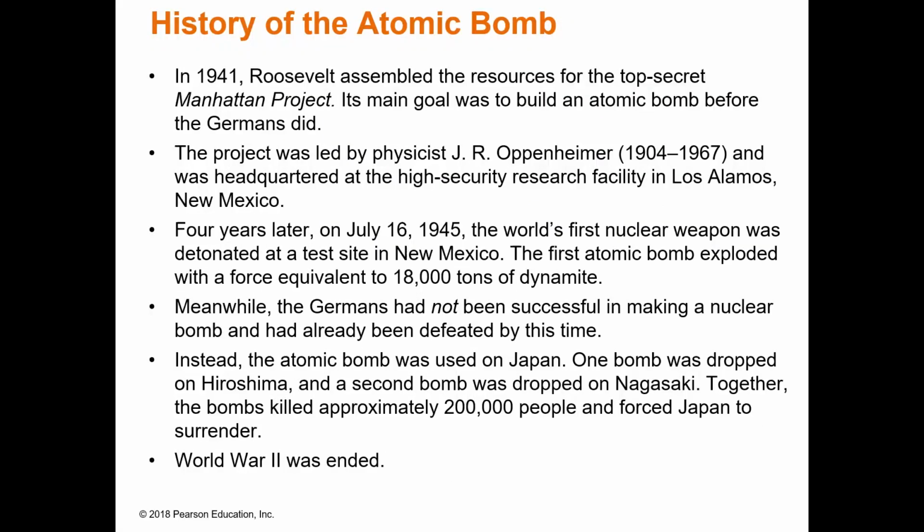The Manhattan Project officially began in 1941. Led by Robert Oppenheimer, it brought together thousands of scientists to secretly build the first atomic bomb. On July 16, 1945, the first bomb was successfully tested in New Mexico. A few weeks later, atomic bombs were dropped on Hiroshima and Nagasaki, leading to Japan's surrender and the end of World War II. Combined, the bombs killed about 200,000 people.